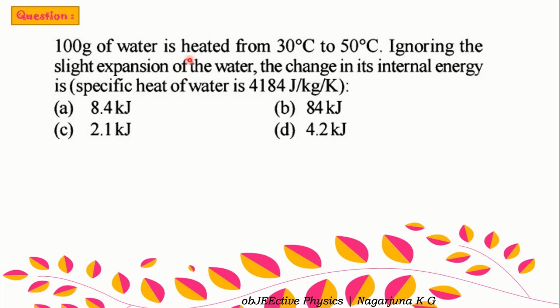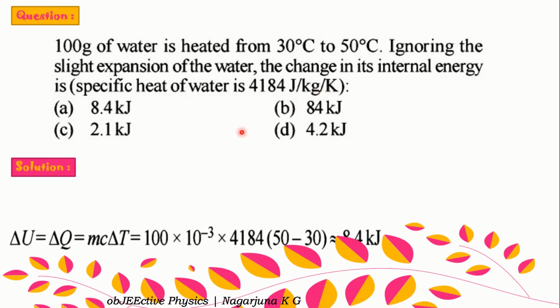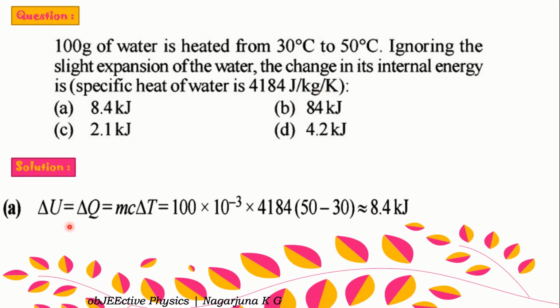Next question. 100 grams of water is heated from 30 degrees Celsius to 50 degrees Celsius. Ignoring the slight expansion of the water, the change in its internal energy is? The specific heat of water is given as 4184 joule per kg per Kelvin. Solution. We know that delta U is equal to delta Q, that is equal to m c delta T, that is equal to 100 into 10 power minus 3 into 4184 into 50 minus 30, approximately equal to 8.4 kilojoule. That is, option A is the right option.